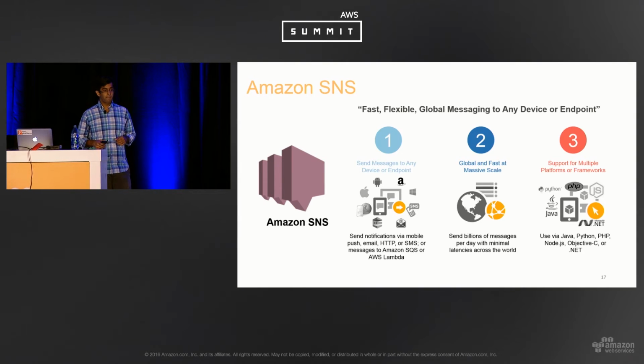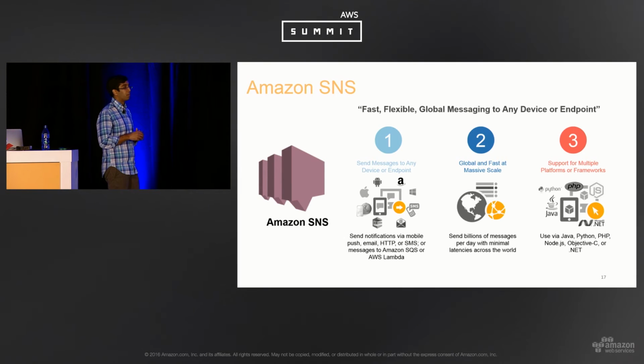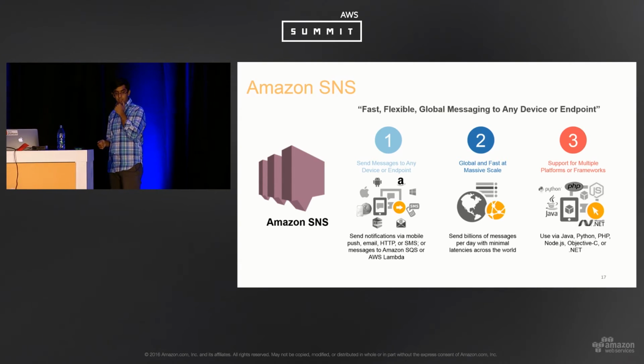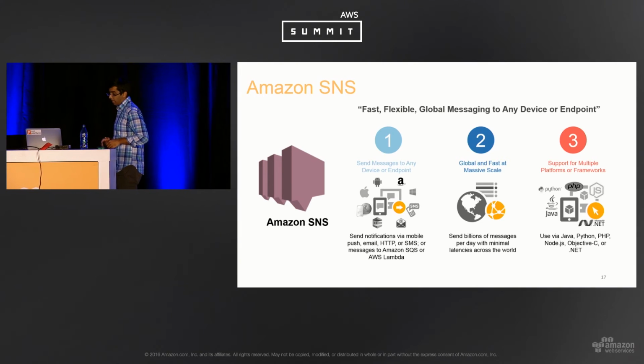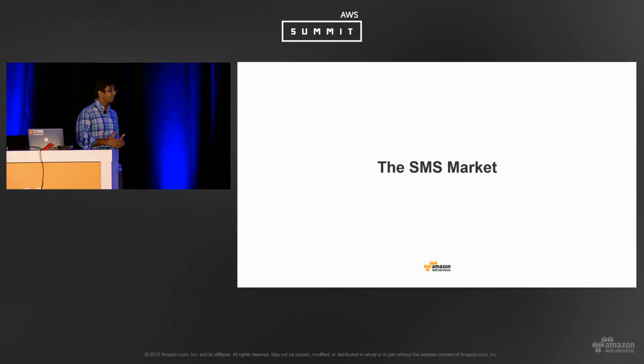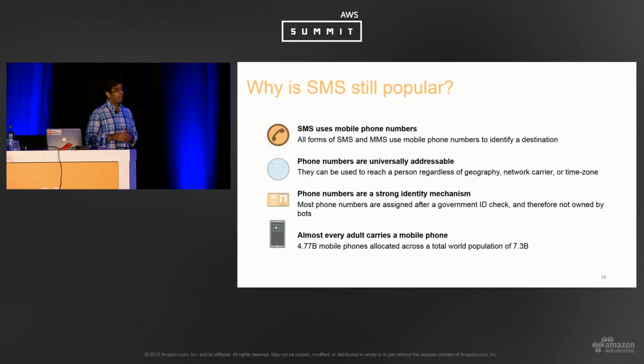But where this all starts is I want to cover just quickly the SMS market and some of the issues present there. So why is SMS still popular? SMS are mobile phone number based, and mobile phone numbers are universally addressable. You can reach a person regardless of the geography, the network carrier, or the time zone. They're also a strong identity mechanism. Basically, they often require a government identity check. And finally, they're very ubiquitous. 4.77 billion mobile phones across a total population of 7.3 billion.